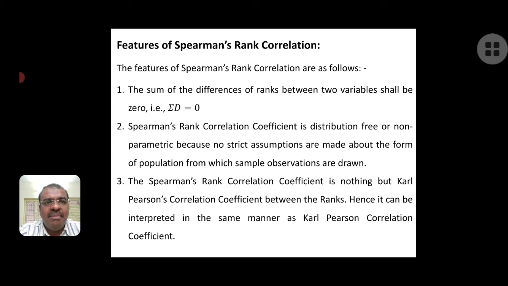So what are the features of Spearman's rank correlation? Number 1, the sum of the differences of ranks between the two variables shall be 0. Second, Spearman's rank correlation coefficient is distribution free or non-parametric because there are no strict assumptions made about the form of population from which the sample observations are drawn. Third, the Spearman's rank correlation coefficient is nothing but Karl Pearson's correlation coefficient between the ranks. Hence, it can be interpreted in the same manner as Karl Pearson's correlation coefficient.